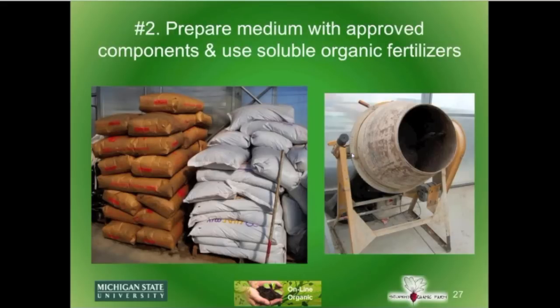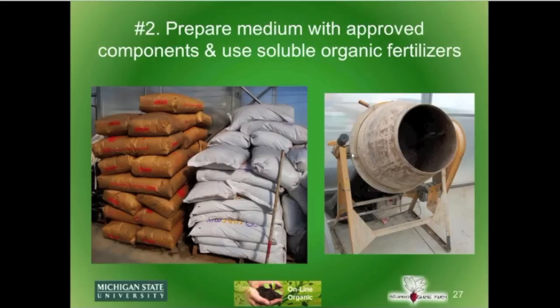Let's go back here. If you were to make your own media, what you'd be looking at is buying the components in bulk. This is how we get them in at the Student Organic Farm, in 4 cubic foot bags: peat would be the white bags, and vermiculite on the left. Then we're mixing those with 25% vermiculite, 25% peat, and 50% compost that we make on farm. And we just use this simple cement mixer.